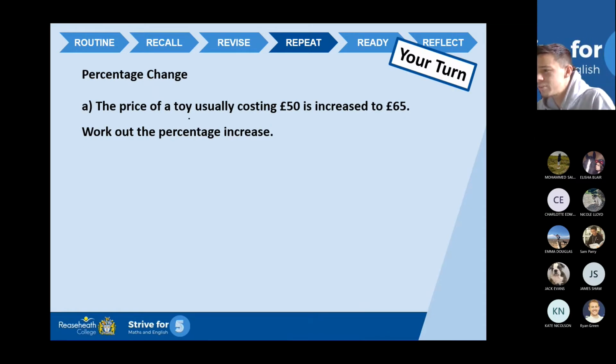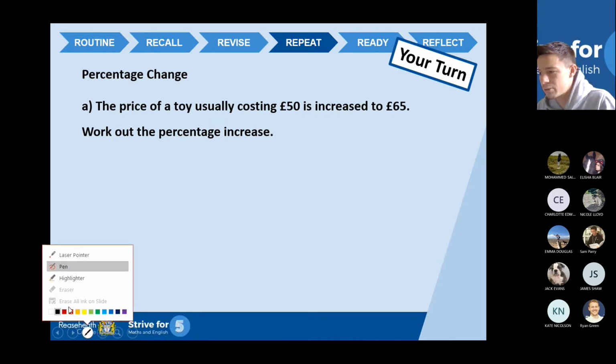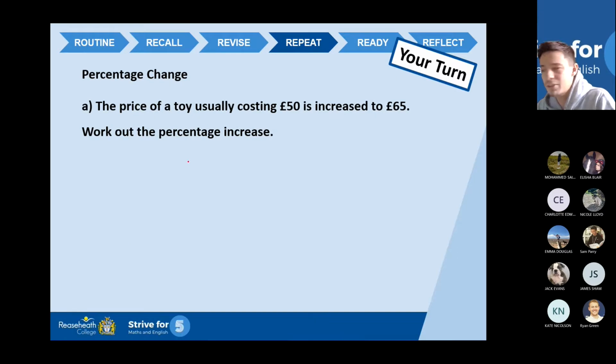So the price of a toy usually costing £50 is increased to £65. Work out the percentage increase. Okay, so if we've got £50 and £65, we need to work out the difference. And the quickest and the most effective way to work out the difference is by doing the larger number, taking away the smaller number.